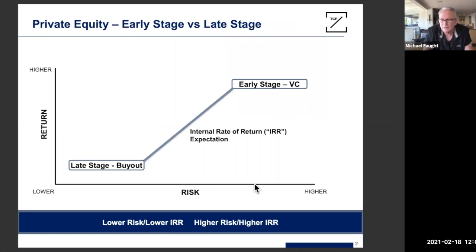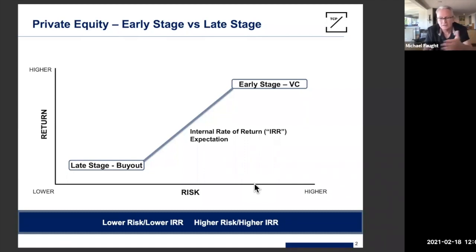So in the private equity world, you've got two extremes. You've got early stage investing and you've got late stage investing. This chart shows you the early stage investing box at the upper right and the late stage investment box at the lower left, which is typically referred to as buyouts. The early stage investors are venture capital investors. And in between is the line along which you can expect to achieve a return.